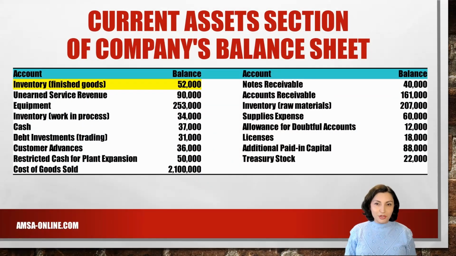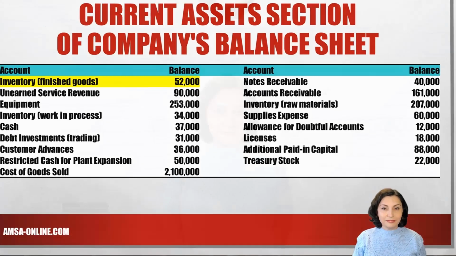The first account is inventory finished goods, and the balance is $52,000. Inventory is an asset that is intended to be sold in the ordinary course of business. Inventory is typically classified as a short-term or current asset since it is usually liquidated within 1 year.